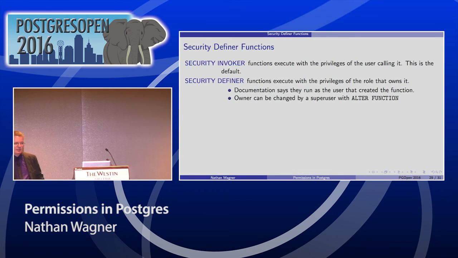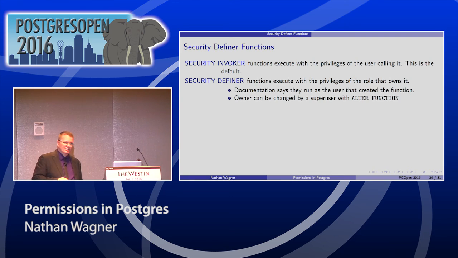The default is the security invoker. The default is no extra privileges, or rather, it just uses the privilege of who executes the function. So by default, if we create a function and we haven't said anything, it's security invoker, and when Bob runs the function, it'll run with Bob's privileges. When Alice runs it, it'll run with Alice's privileges. When Joe runs it, it uses Joe's privileges. Security definer is the way to get around that so that it always runs with a defined set of privileges, which are the owner's.